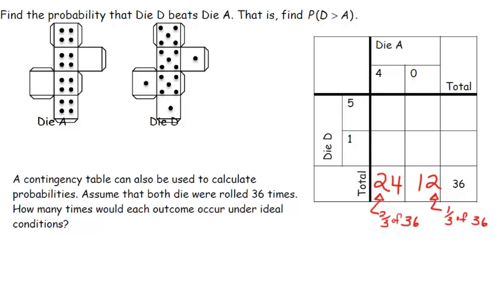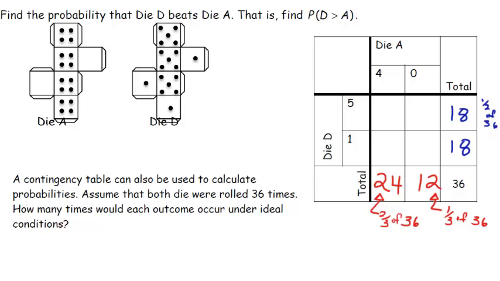So let's do the same thing for die D. It's a little easier. Half of the time I'm going to get a 1, half of the time I'm going to get a 5. So what's half of 36? Well, that's a little easier. This one's going to be 18 and 18.